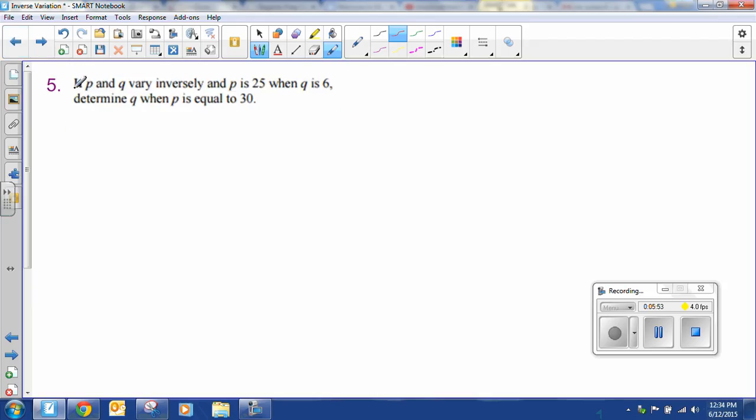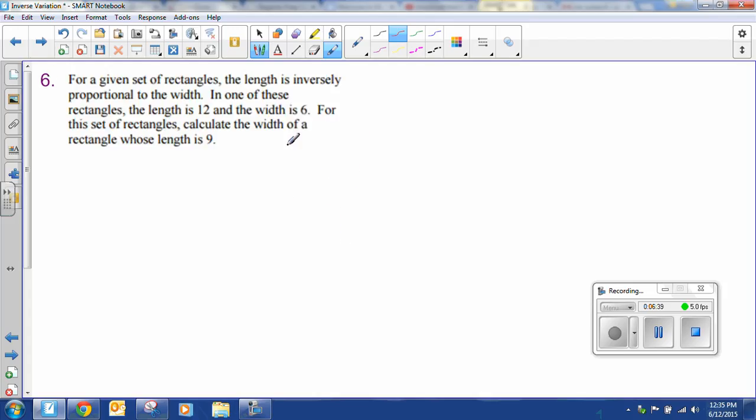If P and Q vary inversely, and P is 25 when Q is 6, determine Q when P is equal to 30. So we have 25 times 6 equals 30 times Q. You have 6 quarters in your hand. That's $1.50. And sorry for the ugly 0. There we go. Divide both sides by 30. And as you can see, the answer is 5.